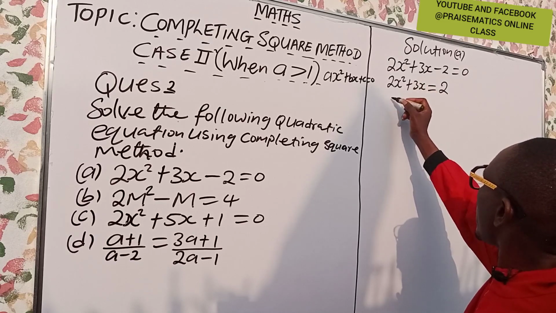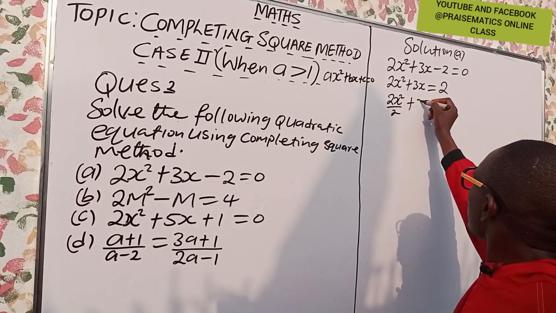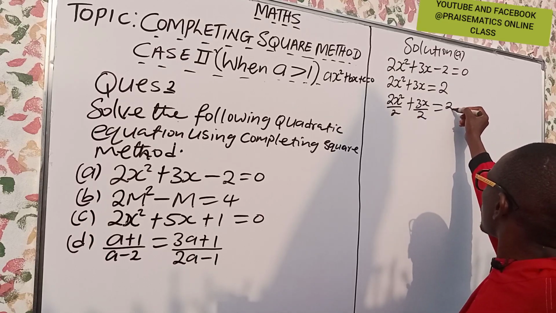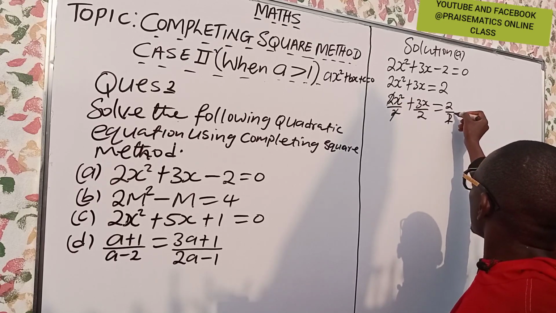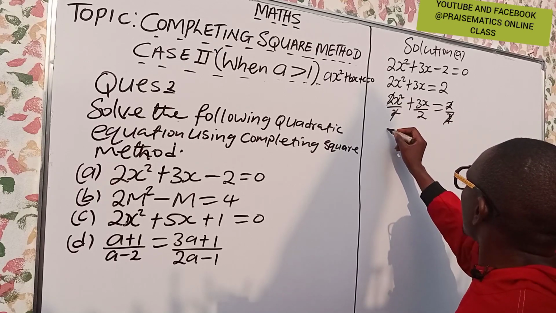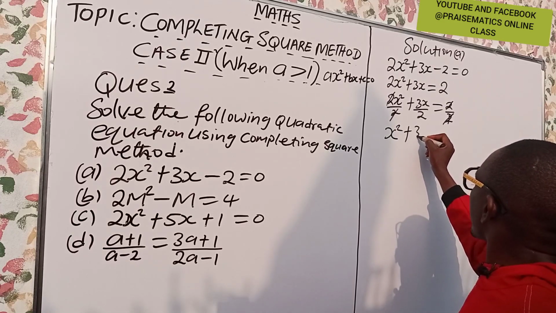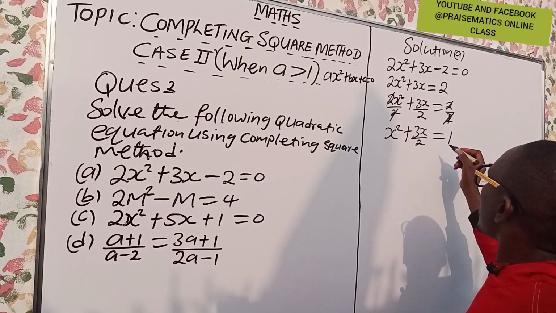Okay. Now, the second step says divide both sides by the coefficient of x squared. That is, 2x squared over 2 plus 3x over 2 is equal to 2 over 2. These two will cancel, and these two will also cancel. We are left with what? x squared plus 3x over 2 is equal to 1.